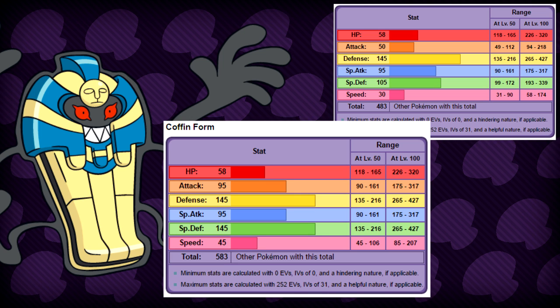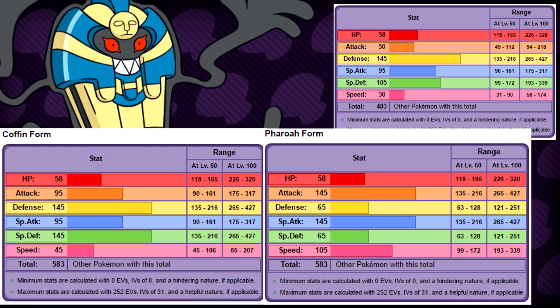Its Coffin Form, though, is much more defensive and slower, while in Feral Form, it's a lot faster and stronger offensively, while it is very frail on the other hand. There's a reason why no one wakes up the Feral, because he will show no mercy!